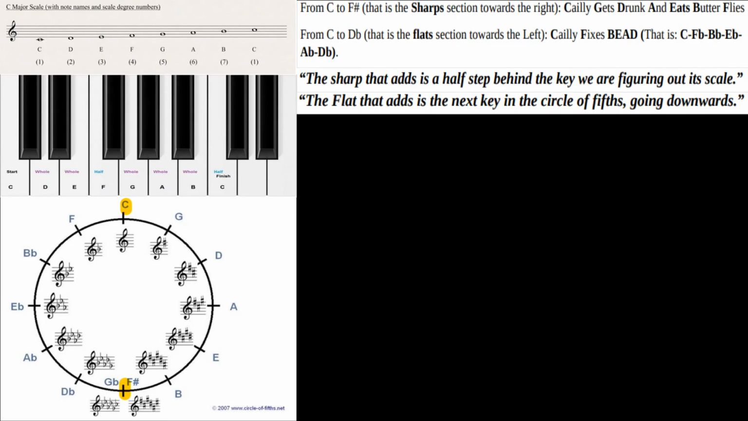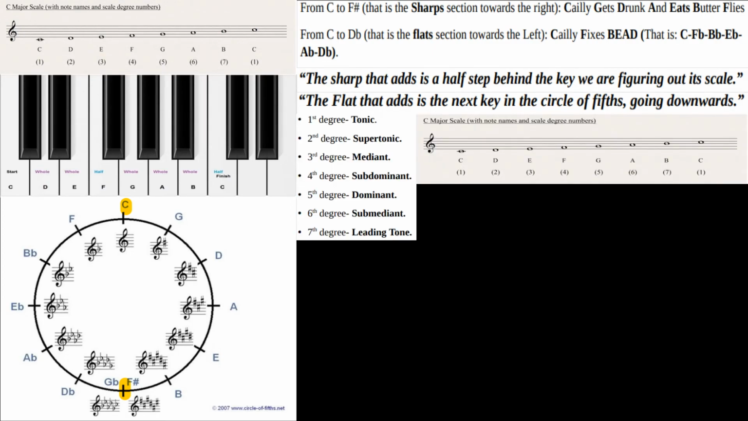Once you know the key signature for the scale you are about to play, you can also name each of the scale degrees. A scale degree is simply the name for each note in the order of the scale, beginning with tonic on the first scale degree, then supertonic, mediant, subdominant, dominant, submediant, leading tone, and leading back to tonic.